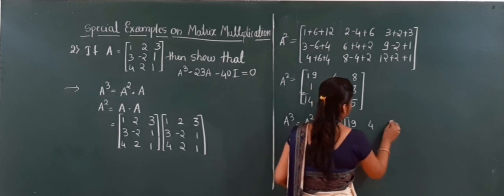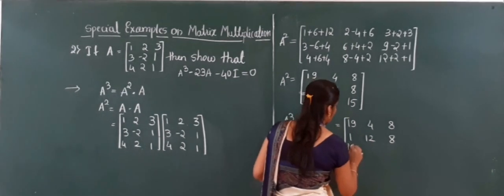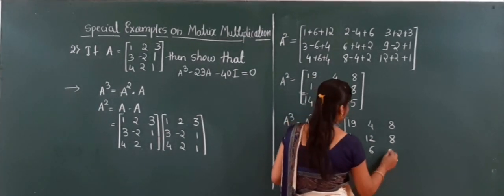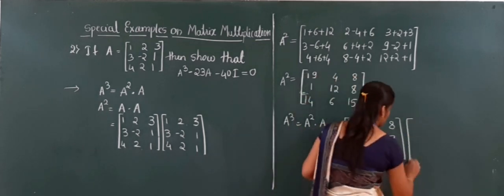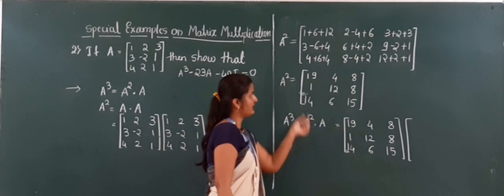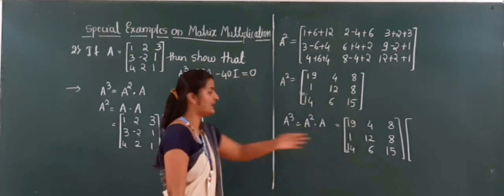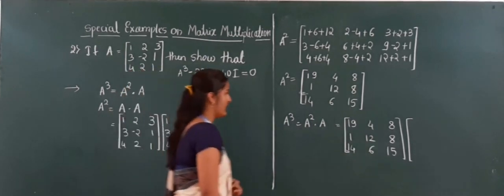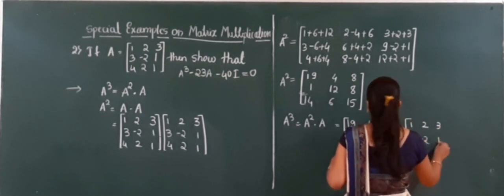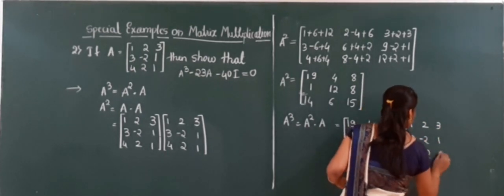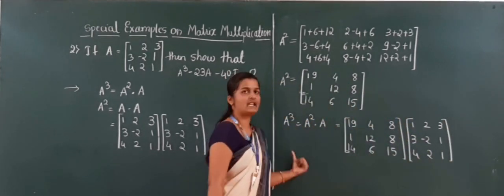A square is 19, 4, 8, 1, 12, 8, 14, 6, 15, and I have to multiply it to the A. A is here, write down correctly: 1 2 3, 3 minus 2 1, 4 2 1. So I have to multiply A square to the A to get the A cube value.